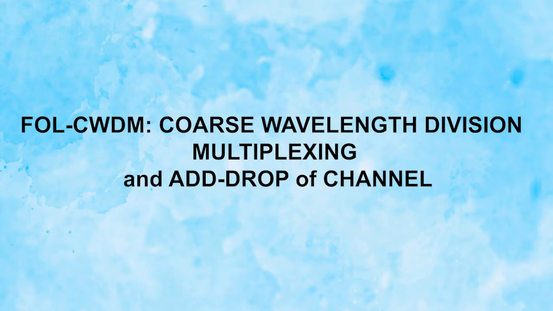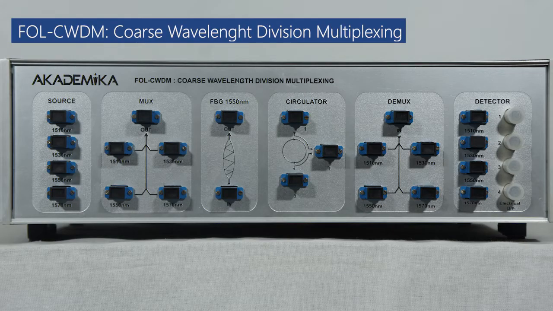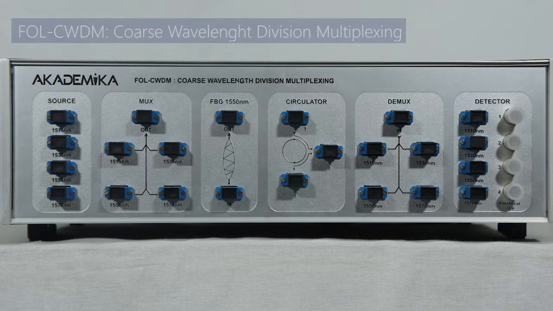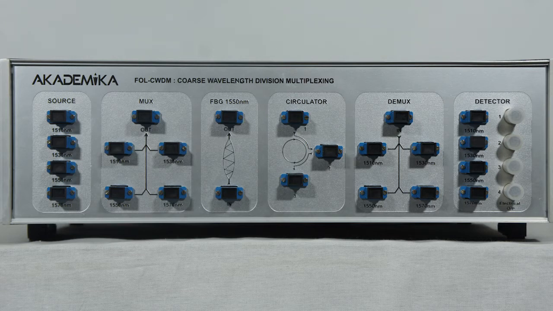FOL-CWDM, Coarse Wavelength Division Multiplexing and Add Drop of Channel. FOL-CWDM is a benchtop module enabling the students to implement CWDM and demonstrate the functioning of add drop of channel in optical networks. This module has 4 DFB lasers of different wavelengths with channel separation of 20 nanometers as per ITU standards like 1510 nanometers, 1530 nanometers, 1550 nanometers and 1570 nanometers.